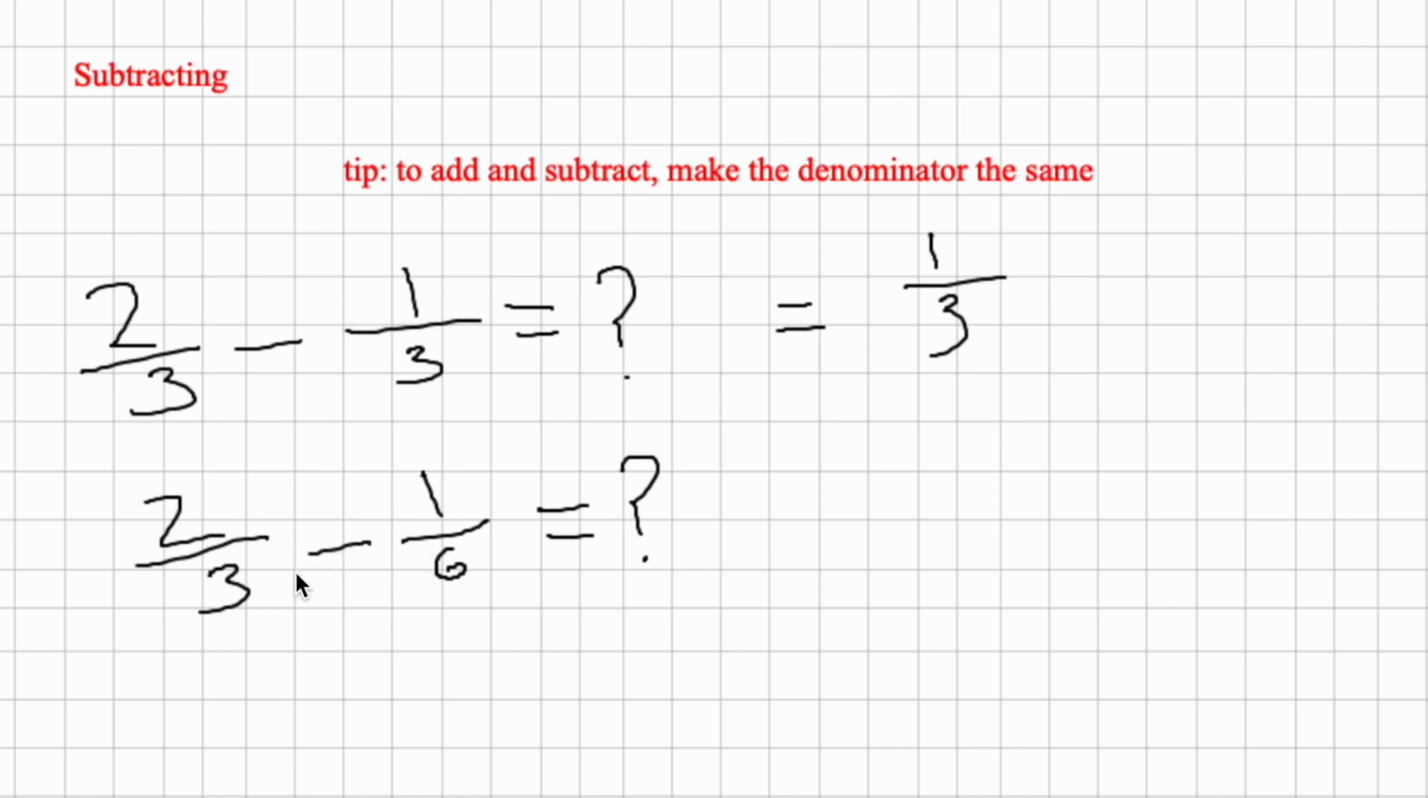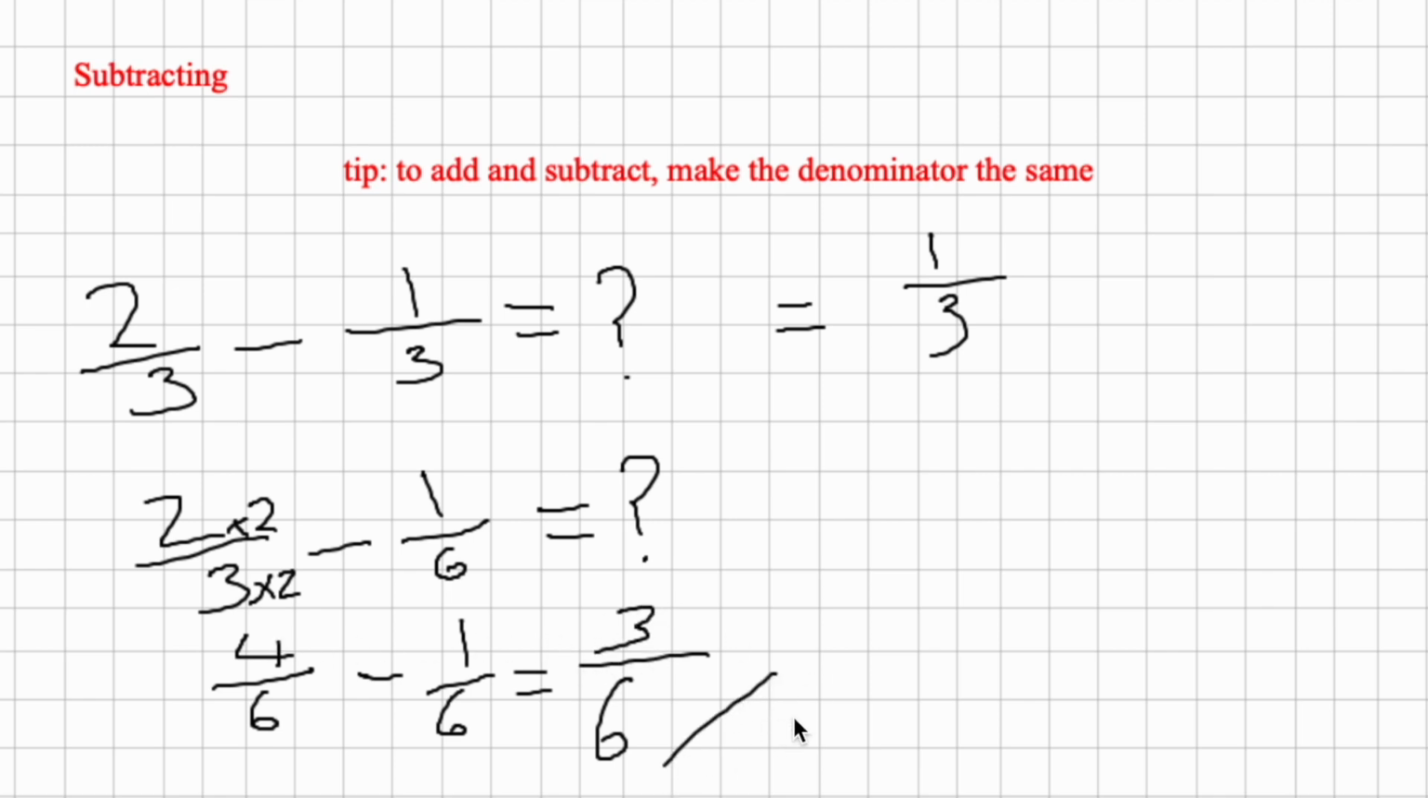Whereas this, obviously, you need to make sure the denominators are the same. Therefore, you need to change this fraction, times it by 2, both sides, both top and the bottom. And that will give you 4 over 6. Now you have a new fraction, put them back in, and it's like normal, 6. It's the same denominators, and 4 take away 1, is 3. So that will be the answer, okay?